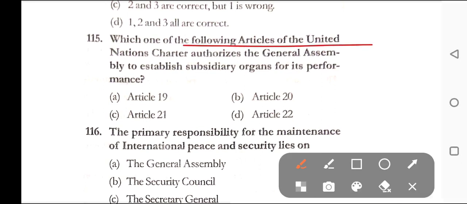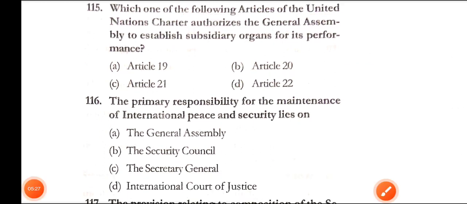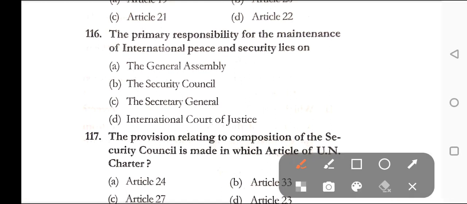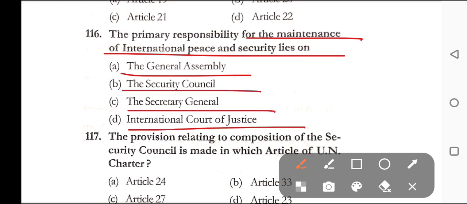Question number 115. Which one of the following articles of the United Nations Charter authorizes the General Assembly to establish subsidiary organs for its performance? Option A, Article 19; option B, Article 20; option C, Article 21; and option D, Article 22. Correct answer here is option D, that is Article 22. Question number 116. The primary responsibility for the maintenance of international peace and security lies on option A, the General Assembly; option B, the Security Council; option C, the Secretary General; and option D, the International Court of Justice. Correct answer here is option B, that is the Security Council.